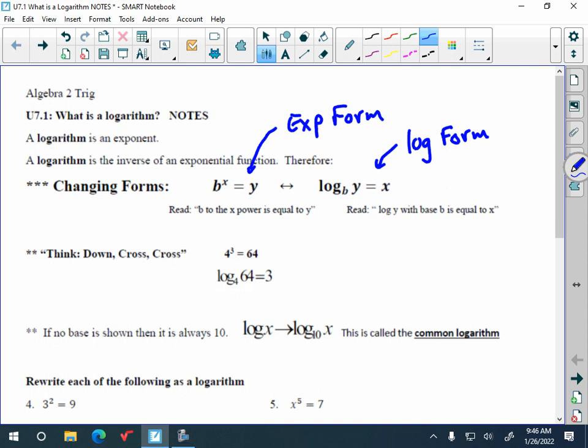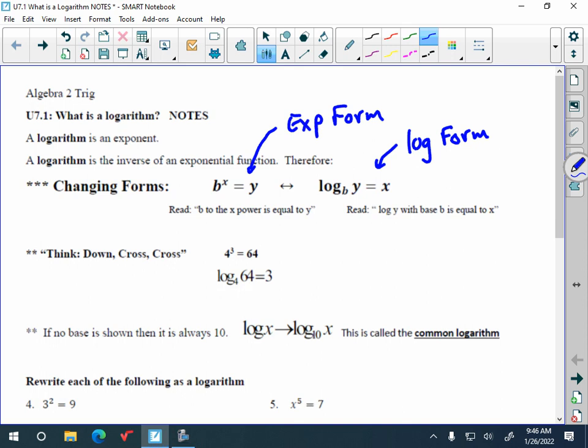So exponential form has a base that's carrying the exponent. And so we say b is raised to the x power and equals y. All right, so you want to state what that means. So you have a base raised to an x power, the exponent, equals y. And then if we want to change that into what's called log form, we're rearranging the letters basically. And you can say that it has a log of y with base b equals x.